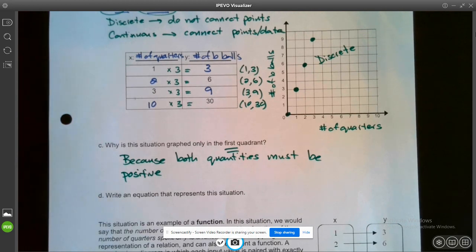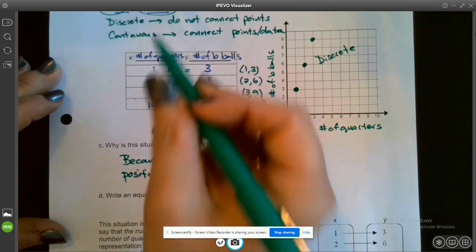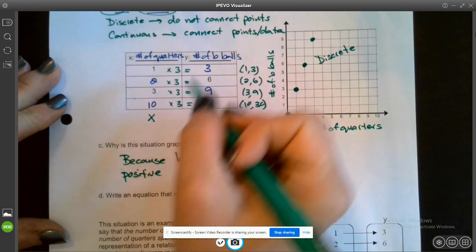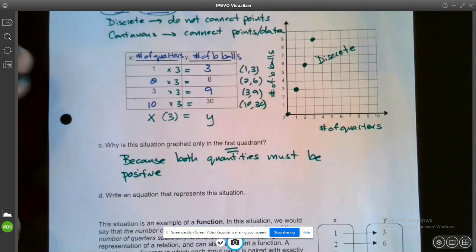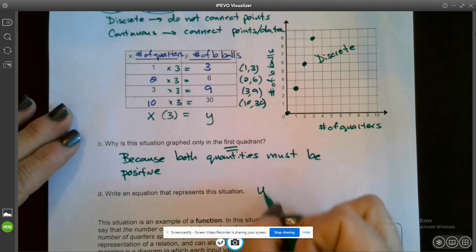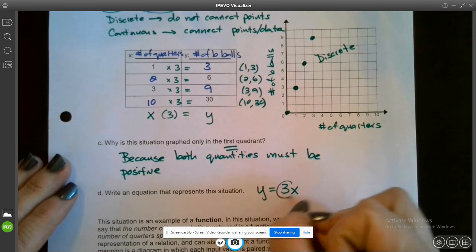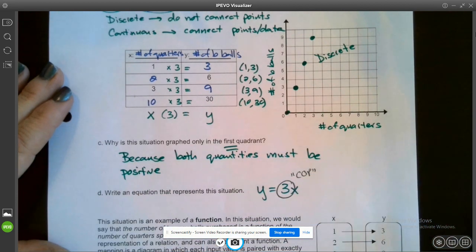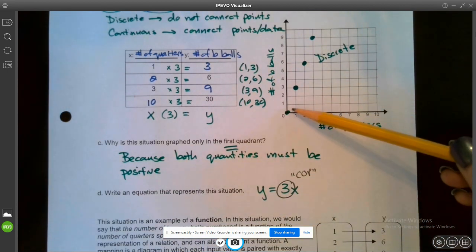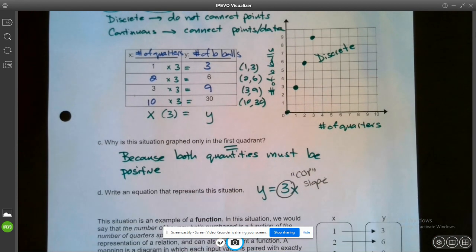So write an equation that represents this situation. So what's cool is if we actually go back to this table and remember that this is x and this is y, it looks like it's x times 3 equals y each time, or y equals 3x. So 3, of course, just to kind of go through and remember, this is the constant of proportionality because this is a proportional situation. It goes to the origin. It's also our slope. I think we also called it rate of change, so it's got a lot of fun words to it.